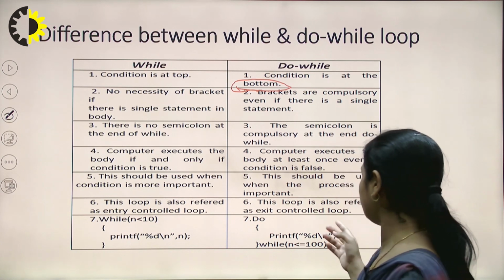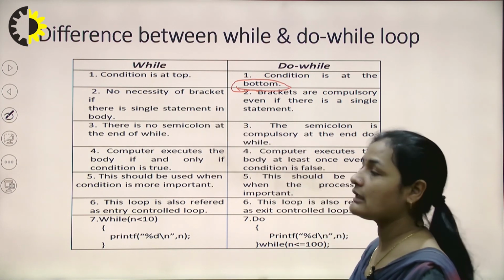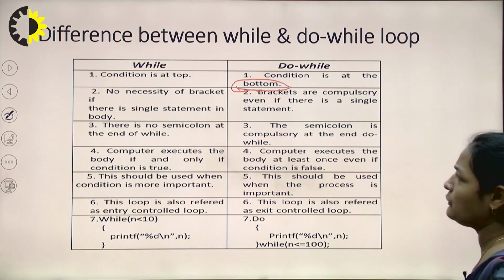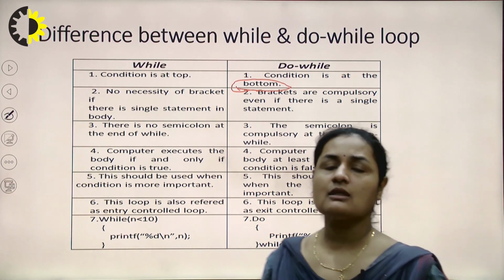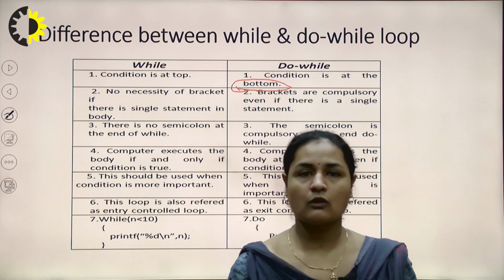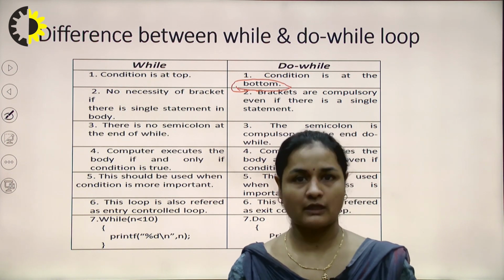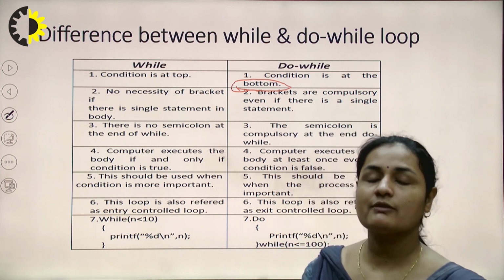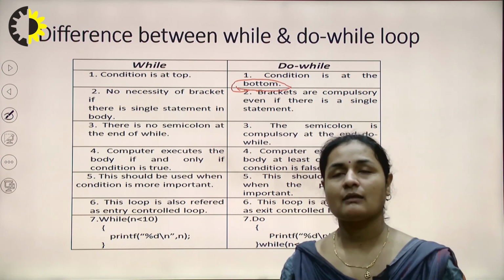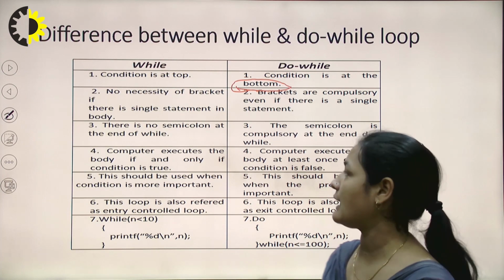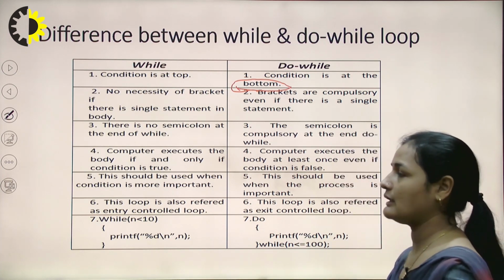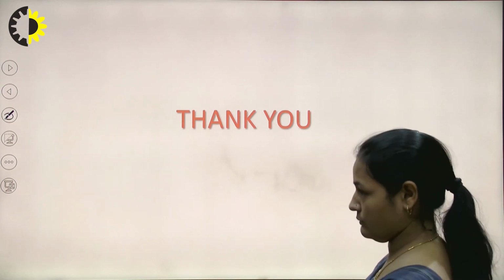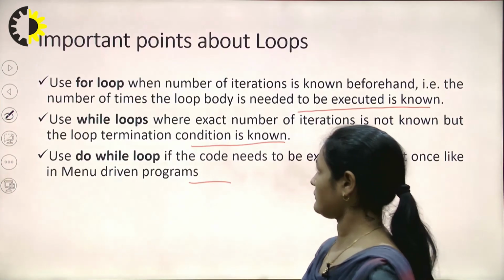It is also known as an exit control loop. In the while loop, if the condition is false, then the body of the loop will not execute, not even a single time. But in do while loop, if the condition becomes false, then the body of the loop will execute one time, because the condition is checked at the end of the loop. So that's all.